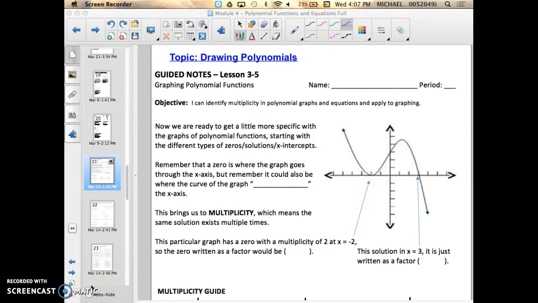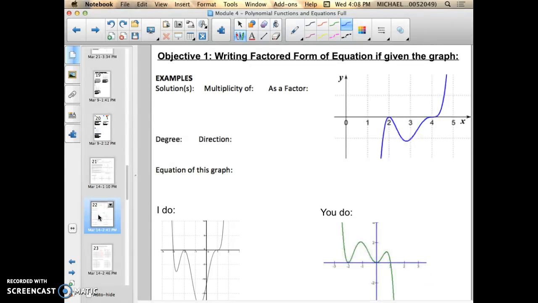In this video, we're going to talk about the topic drawing polynomials. And in this topic, there's going to be two objectives. The first objective is to write a polynomial in factored form if given the graph. So, if given a picture of a graph, can you write it in factored form?